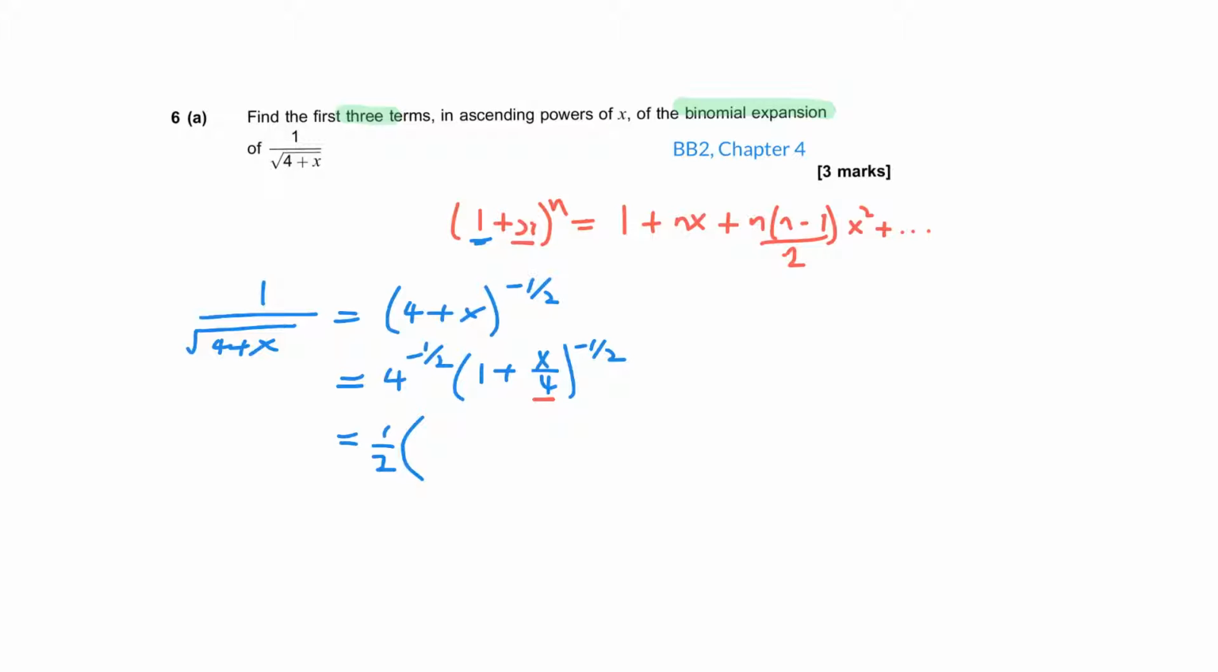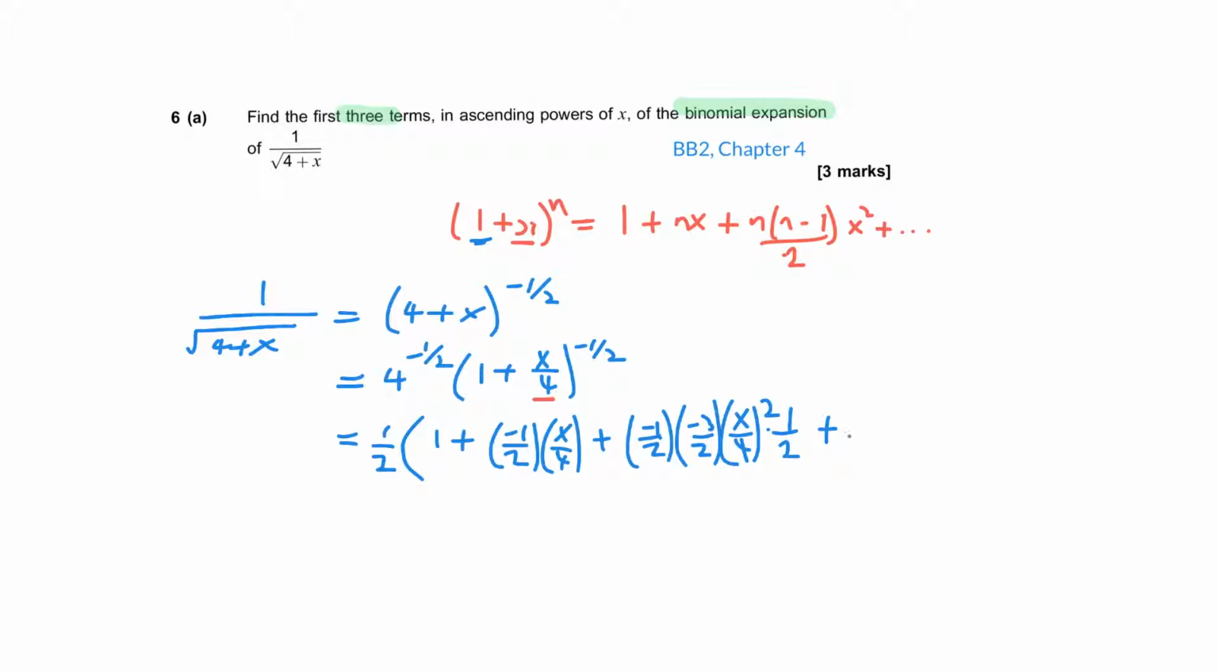First term of the binomial expansion is 1. Second term is nx. n is the power, that's negative a half. And x in the formula is our x over 4. So that's the first term done. Next term, we've got n, which is negative a half, multiplied by n minus 1, which is negative 3 over 2, multiplied by x squared, which is x over 4 in brackets, all squared, and all of that divided by 2, so I'm going to write an extra factor of a half on the end.